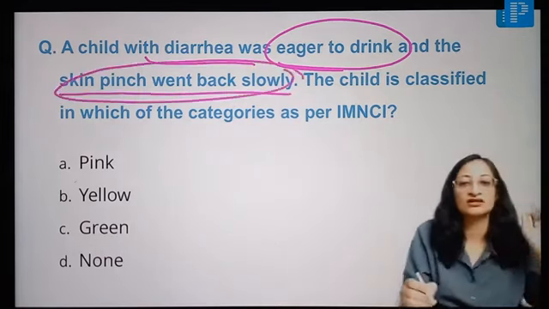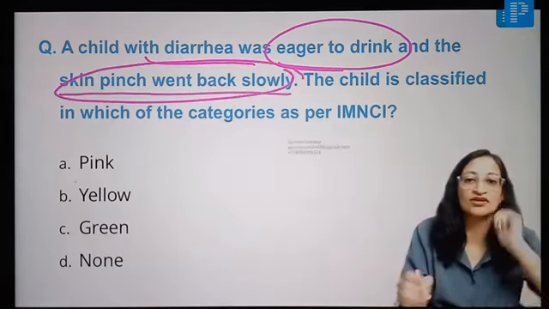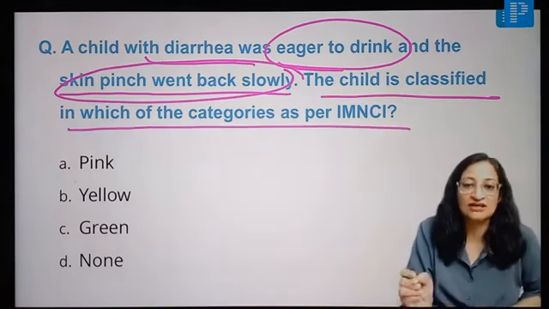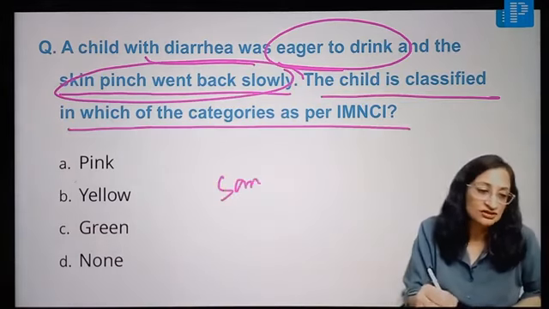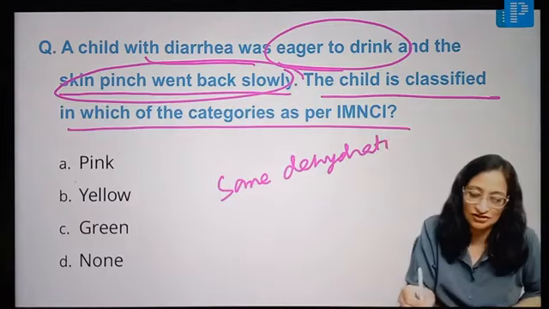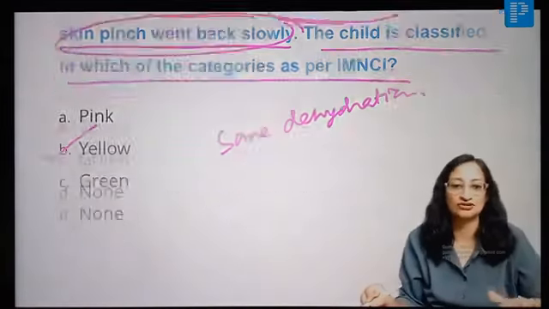So that means the child has what? Thirst is increased, skin pinch goes back slowly. Which category of dehydration? The child is classified in which of the categories as per IMNCI? So which category of dehydration is it? Yes, so it is very good, guys. So it is some dehydration. So it has to be the yellow category, as we already mentioned.